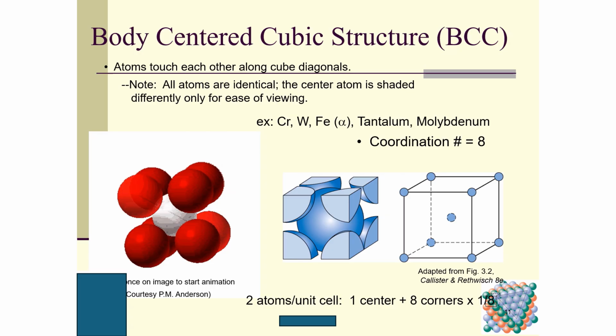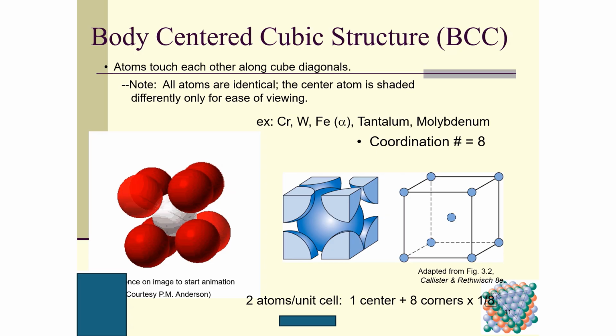So we have the center. This is a whole ball, and then we have 1, 2, 3, 4, 5, 6, 7, 8. The eighth one is behind this full ball. And we have one whole ball and eight one-eighth balls. So for this cube, we have one center ball plus 8 corners multiplied by 1/8. Right? So this is totally 2 atoms within this unit cell. And so the coordination number of this BCC equals 8.